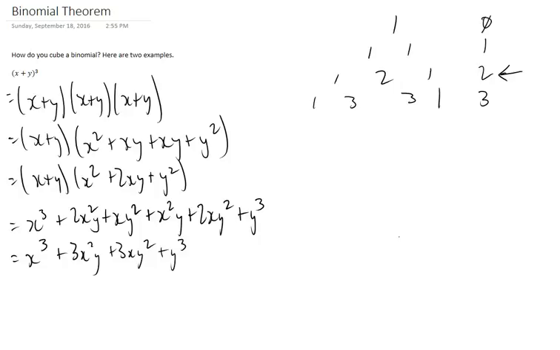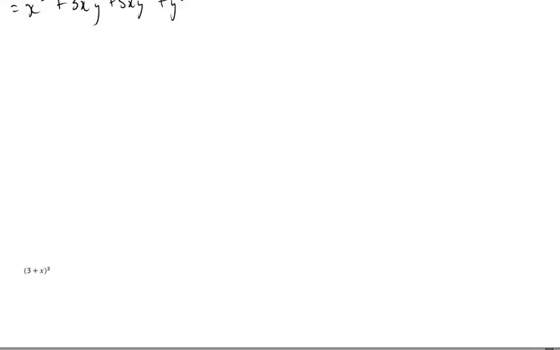Again, take a look at all these patterns. Here are the coefficients: 1, 3, 3, 1. x cubed, x squared, x to the 1, x to the 0. y to the 0, y to the 1, y to the 2, y to the 3. So all of those patterns are coming up in the expansion of a binomial cubed.